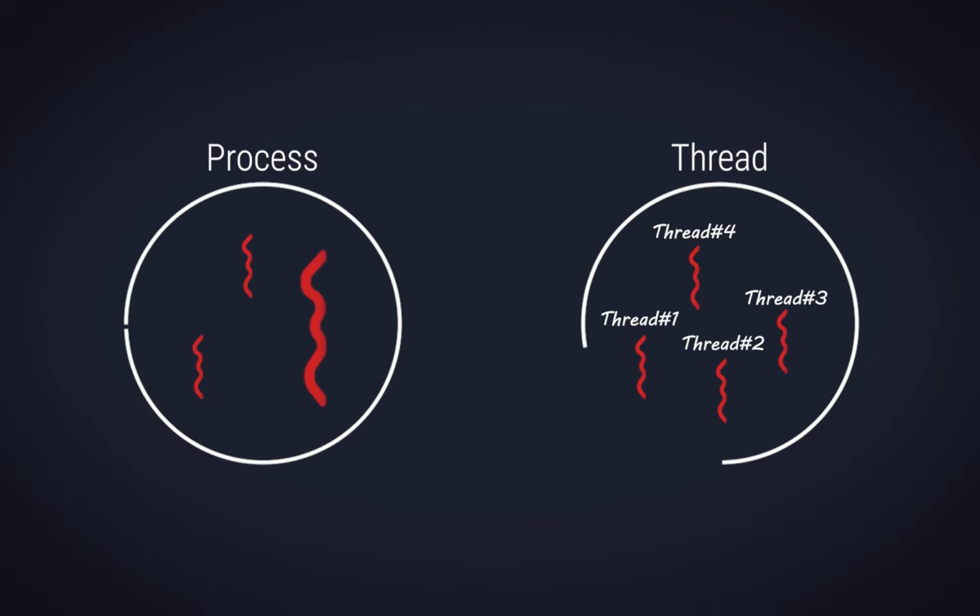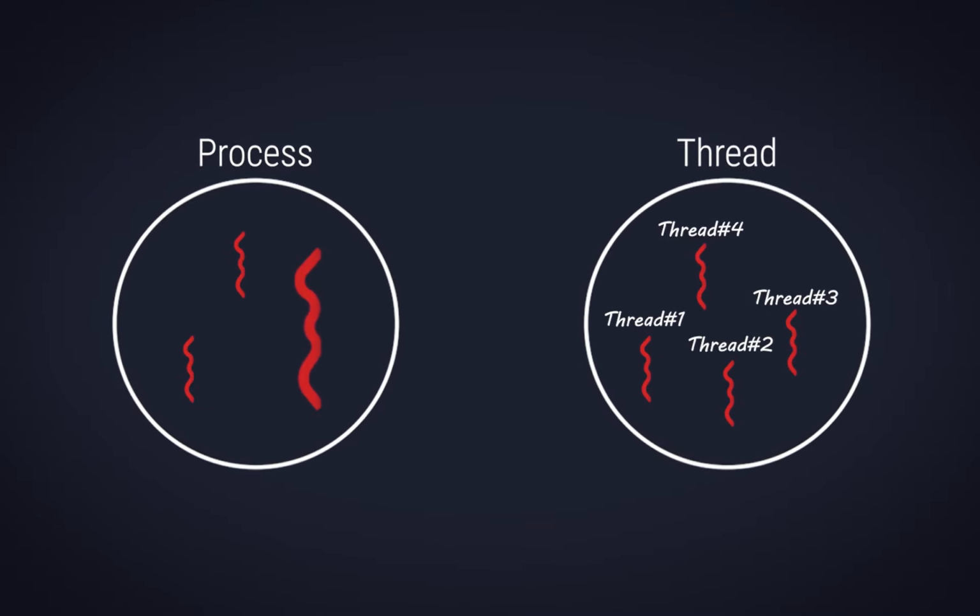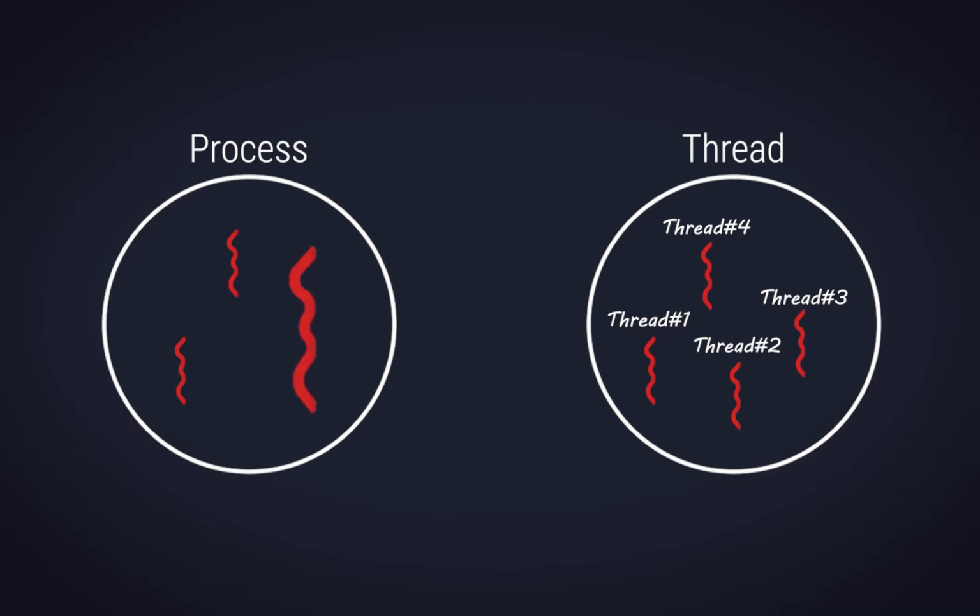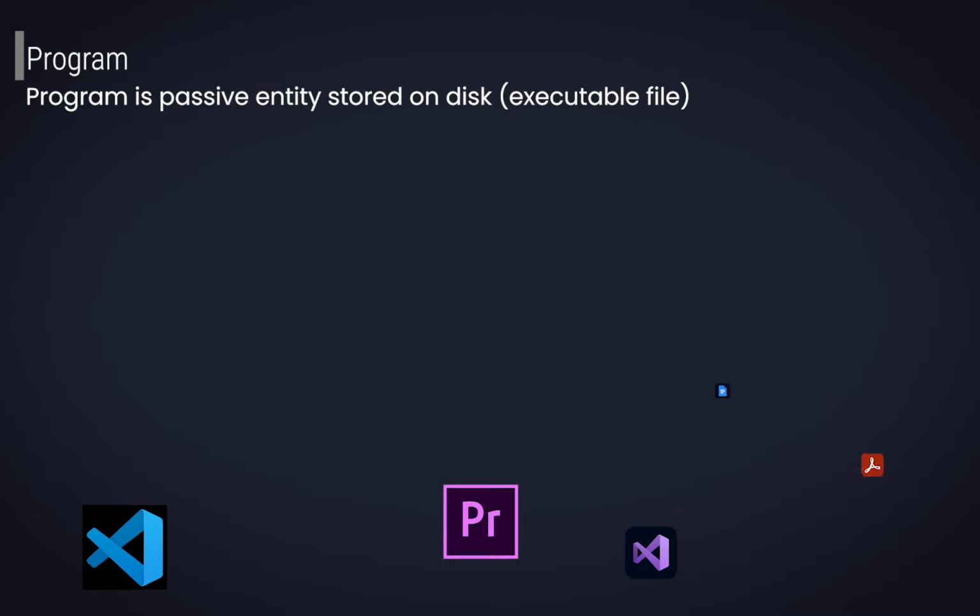What is the difference between the process and the thread? This is a common question, so let's take a look. To better answer this question, let's first understand what a program is. A program is an executable file.